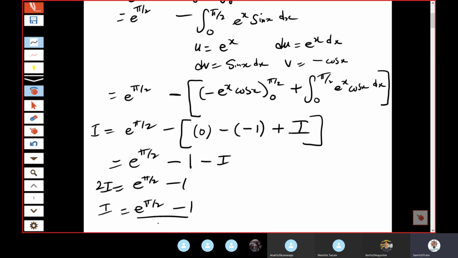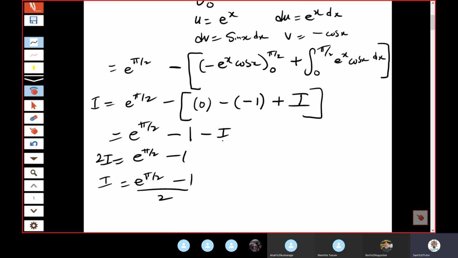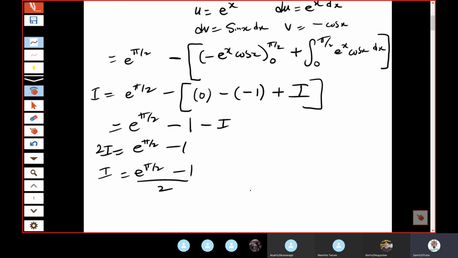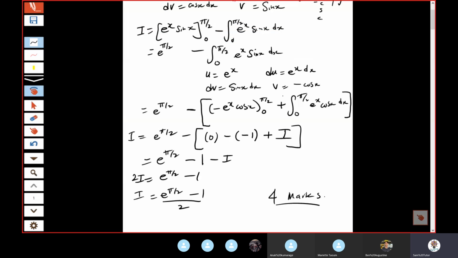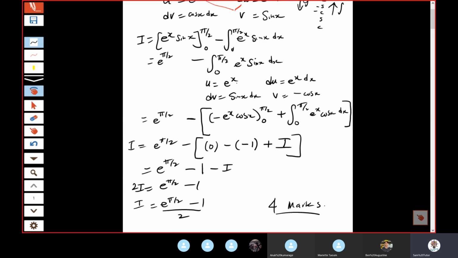So this is the one over 2. All I did was bring the minus I to the other side, 2 times the integral. Therefore, your integral is this. You're done. This will be worth 4 marks to 5 marks. But we'll just say 4 marks for now. Zoom out. Ask me any questions you've got.